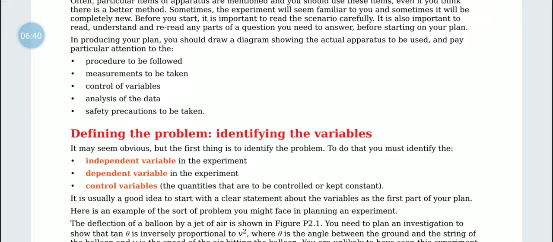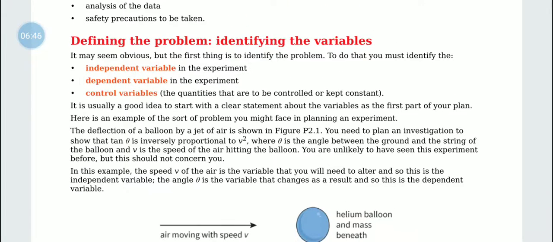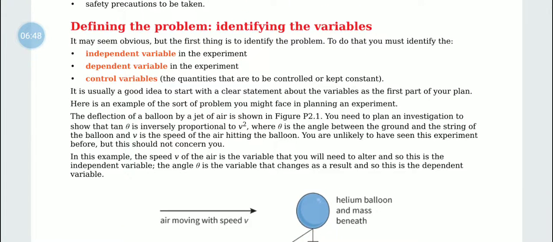So you will have to mention what safety precautions you are going to take and you have already taken. Then the first thing that you need to do when planning an experiment is you have to define the problem. You have to identify what the problem is. Then when identifying the problem, you need to identify the independent variable in the experiment and the dependent variable in the experiment.